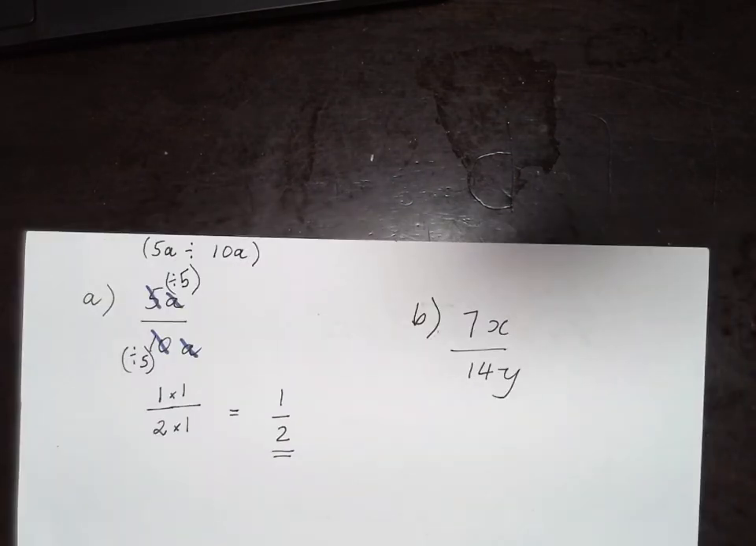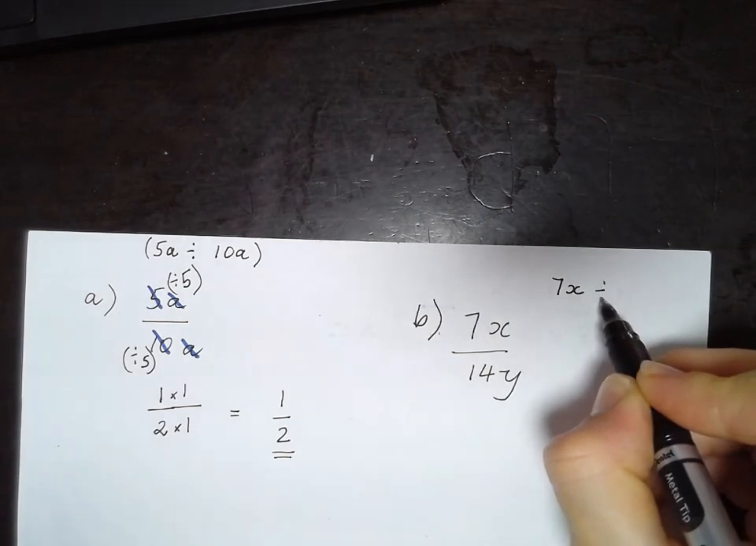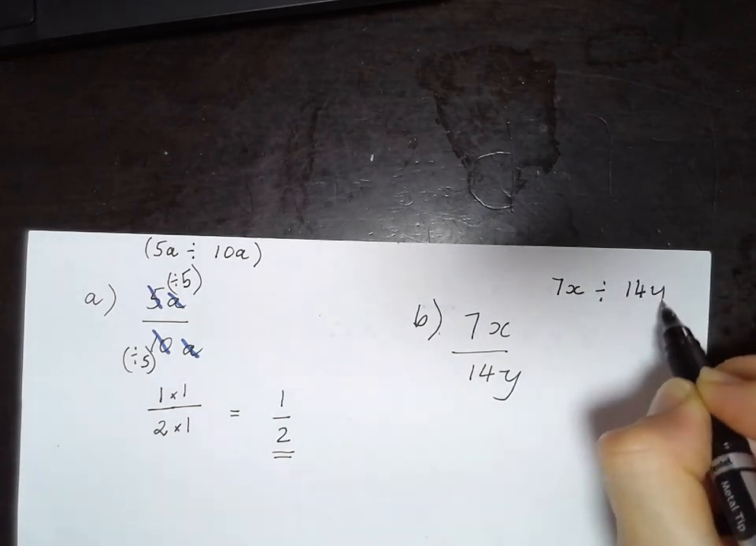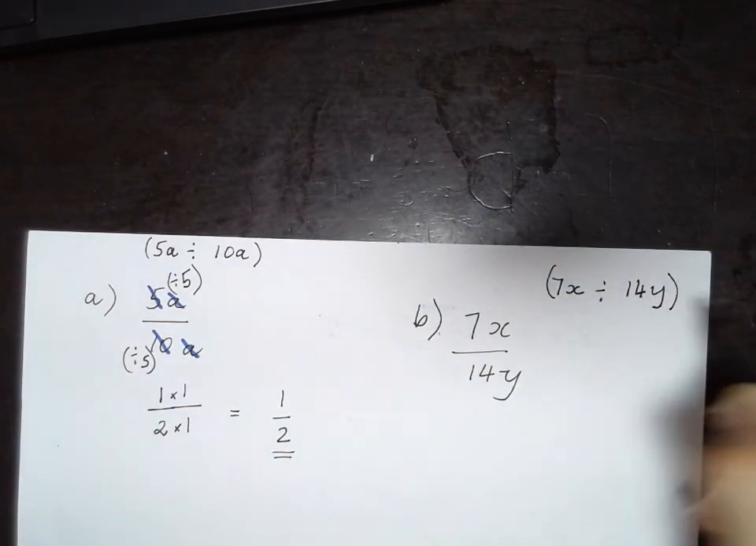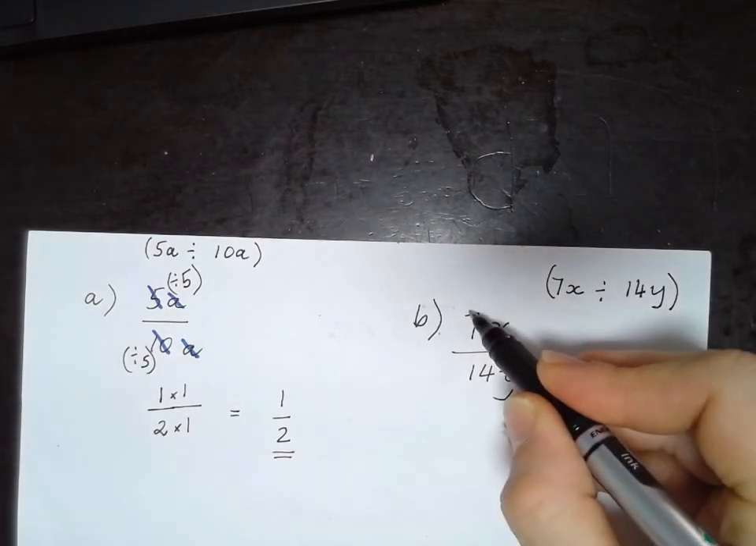Okay, this one here, just to remind you, can be 7x divided by 14y. It's exactly the same question. We look at this and we say 7 divided by 7.